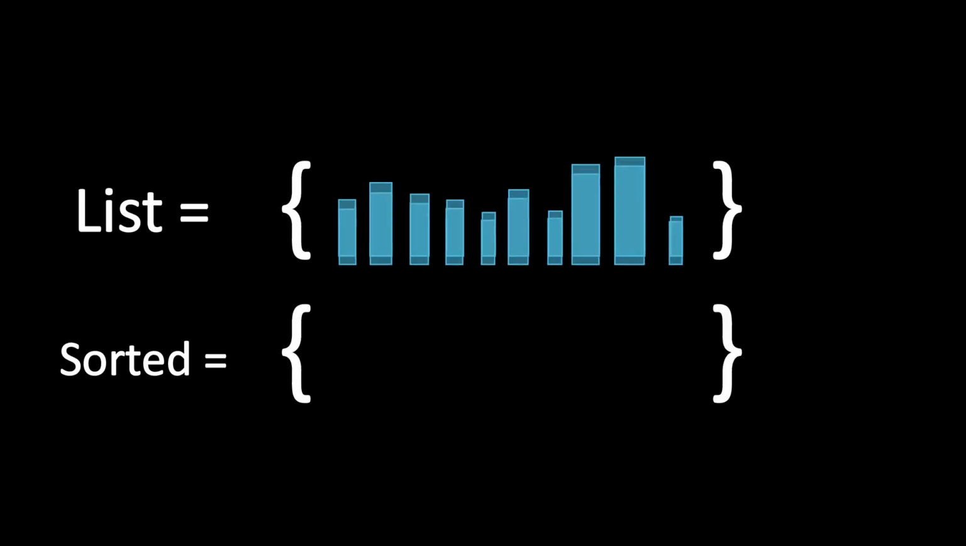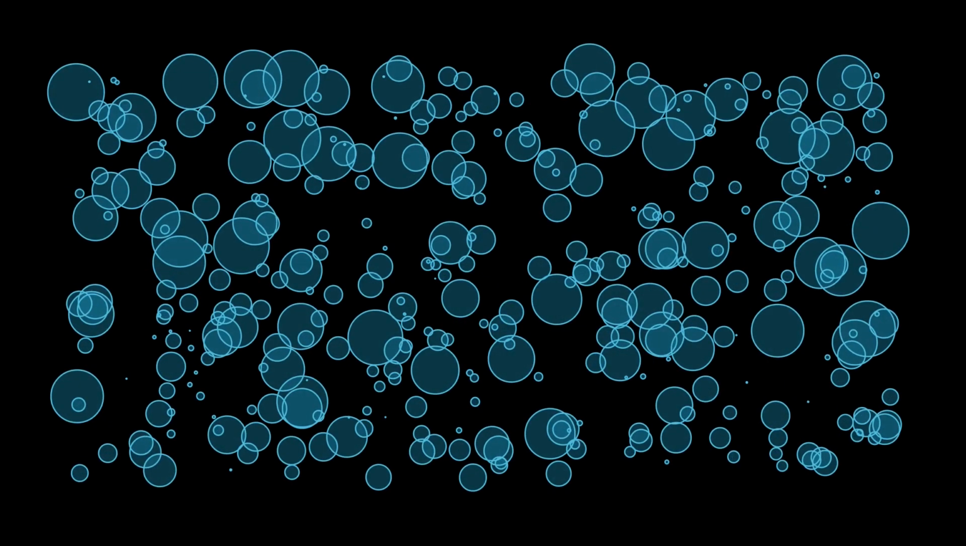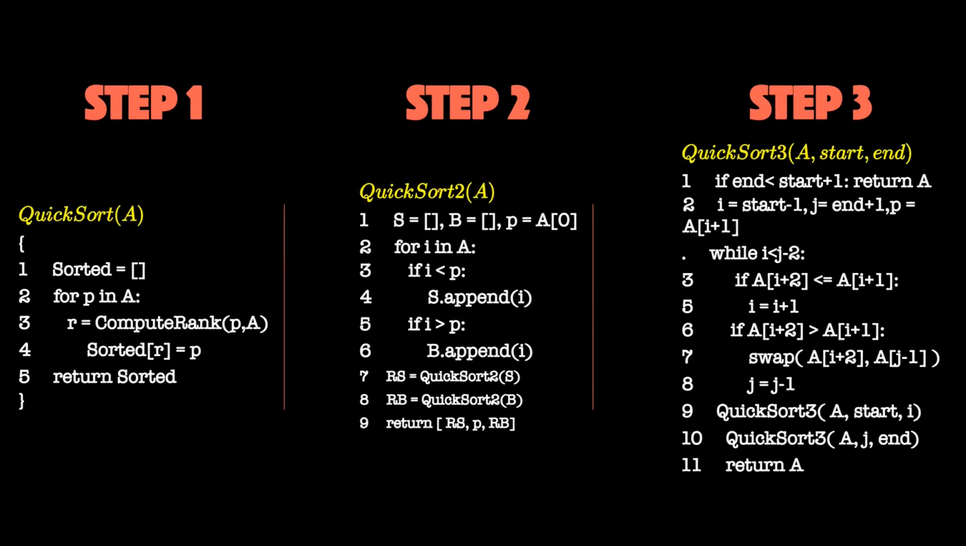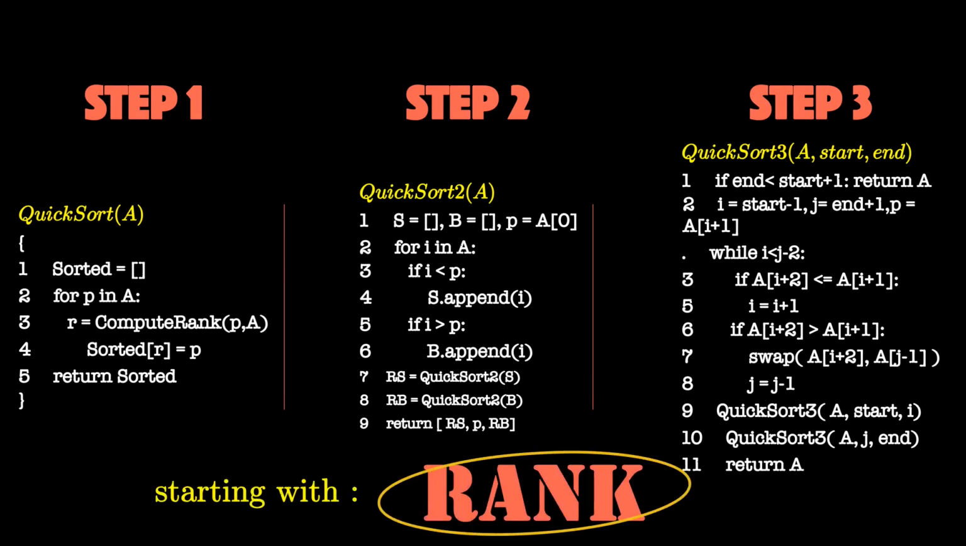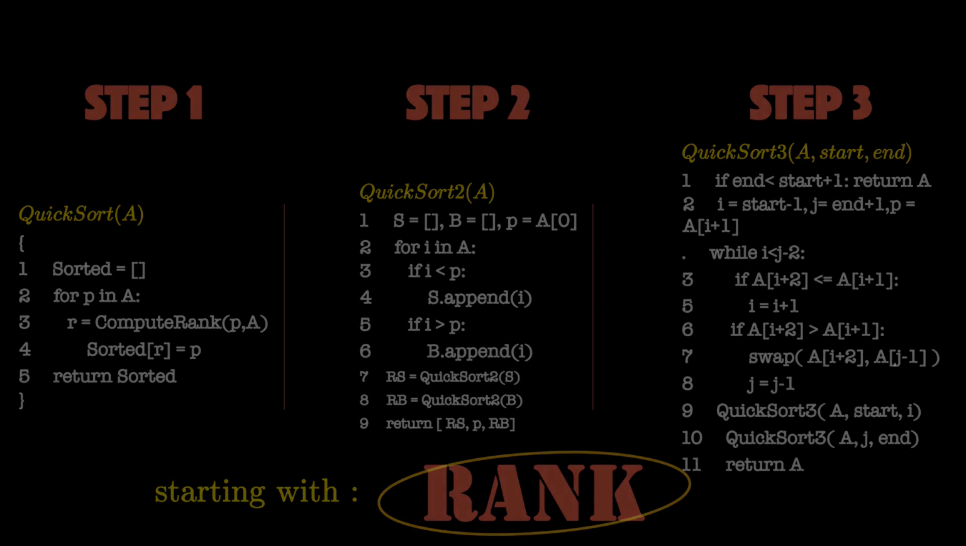Sorting is the problem of arranging things in a specific order. And QuickSort is the fastest sorting algorithm there is in practice. Today, we are going to learn the QuickSort algorithm in 3 basic steps, starting from the simple concept of a rank. So, let's get started.